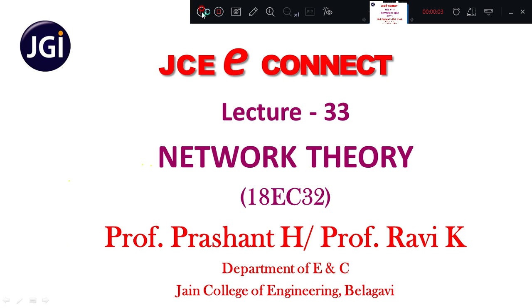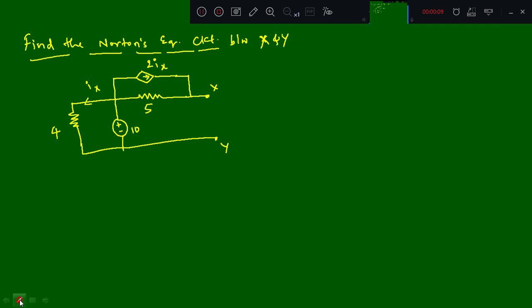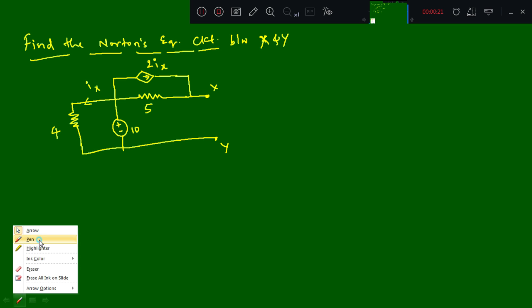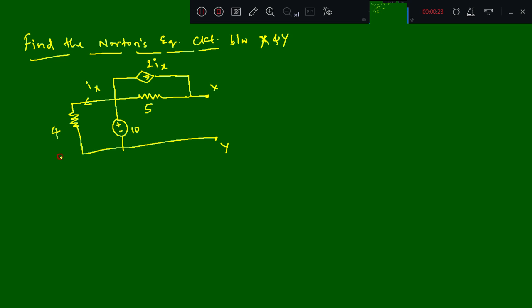Good morning students. Today we are going to see one more problem on Norton's theorem. The problem statement is: find the Norton's equivalent circuit between X and Y. This is the circuit given. We need to find the Norton's equivalent between X and Y.